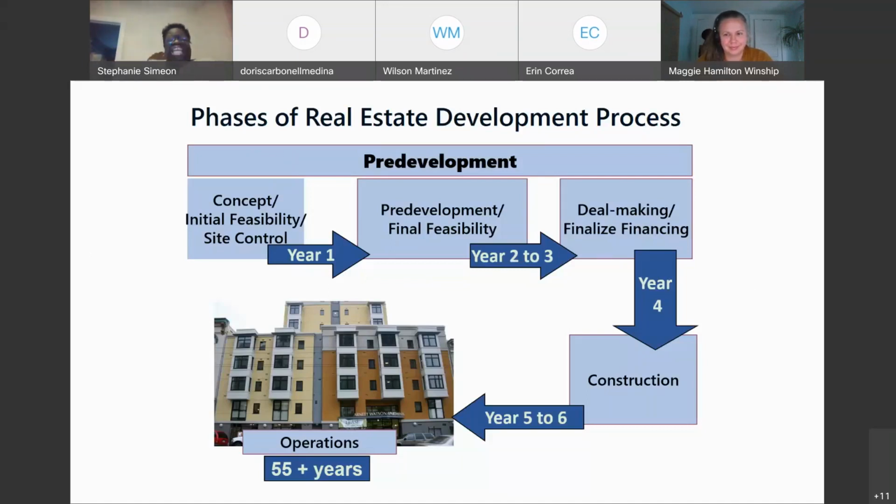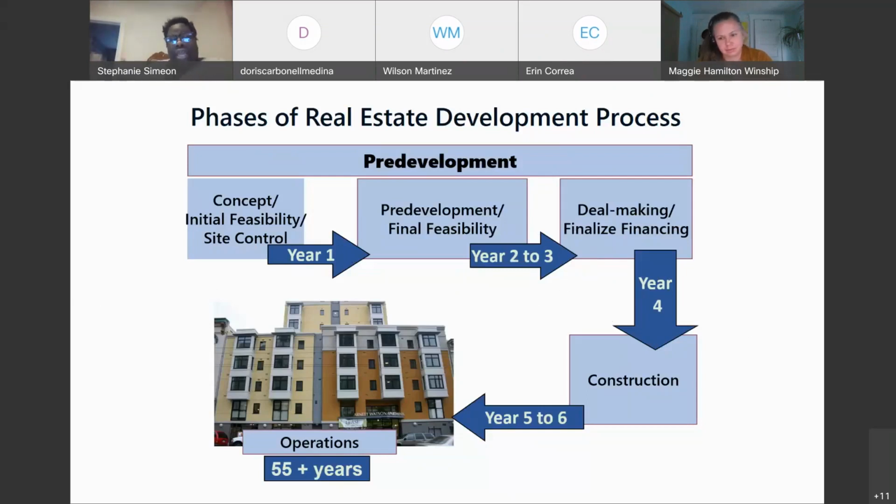They like to know that you're interested. They like to see what your project is. But the only time you get funded is when you're submitting it for the second time. So that's why, when you see this arrow here, year 2 to 3, and you get into the deal making and you finalize the financing, that's usually when they say, okay, this person is serious.